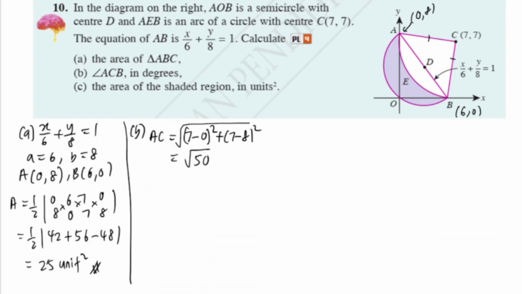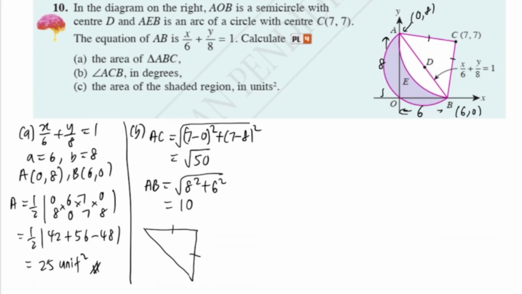Okay, how about the length of AB? The length of AB will be very simple. This is 6. This is 8. No need to use the formula. Just say 8 squared plus 6 squared, square rooted, we know is 10. Right. So if I know this length already, I can just redraw for you here. These two are equal length. So this is 10. Half of it, 90 degrees. You're finding angle ACB.